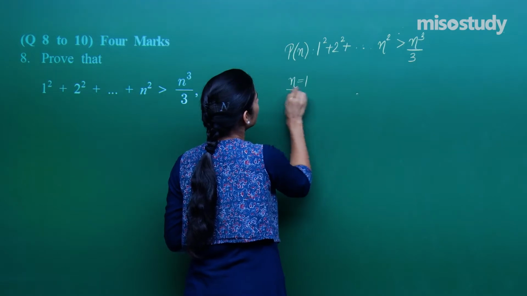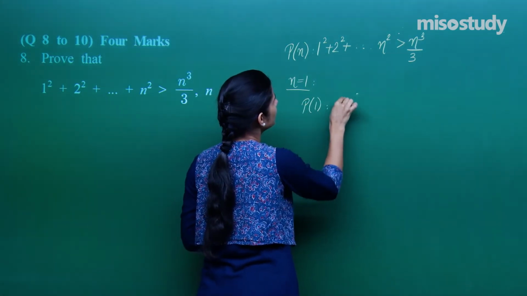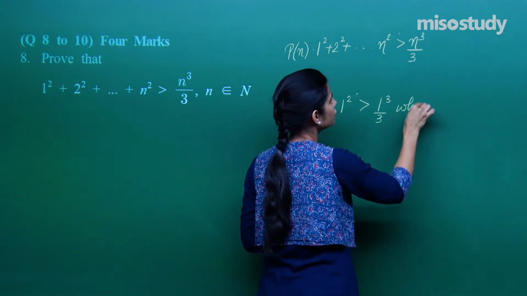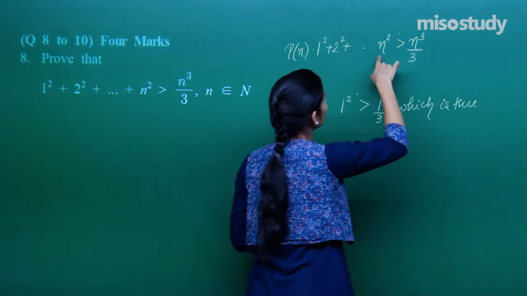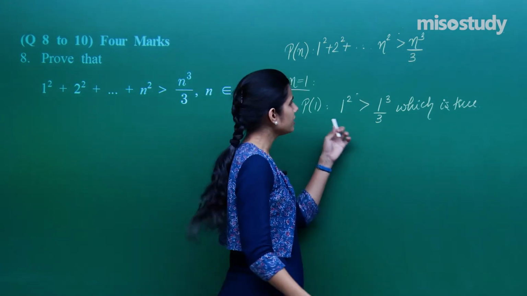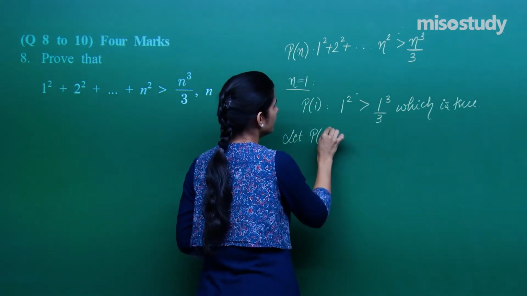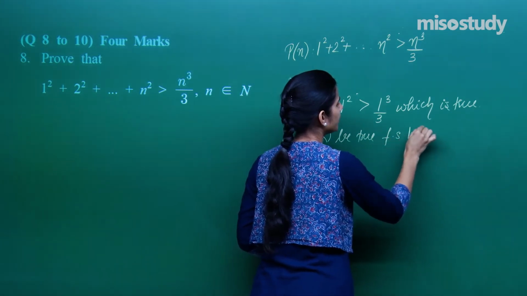If I talk about n equals 1, I actually get P1 as 1 square is greater than 1 cube by 3, which is clearly true. Just replace n by 1, what do you get? 1 square is greater than 1 cube by 3, clearly it is true. Now I will be assuming, for k, let Pk be true for some k natural number.